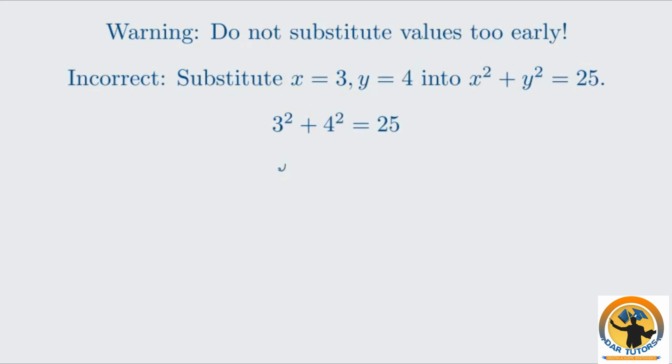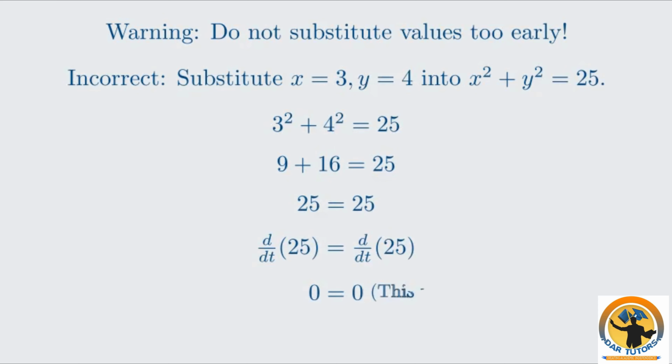If we then differentiate this equation, the derivative of 25 is 0, and the derivative of 25 is also 0. We end up with 0 equals 0, which is not helpful. We've lost the relationship between the rates of change. Always differentiate the general equation first, and only substitute the specific values at the very end.